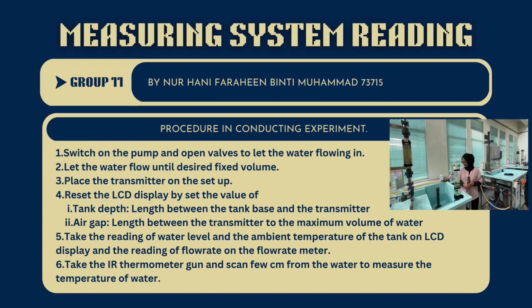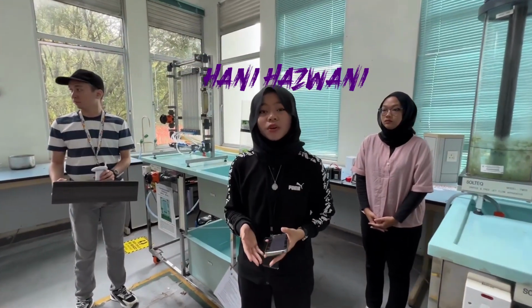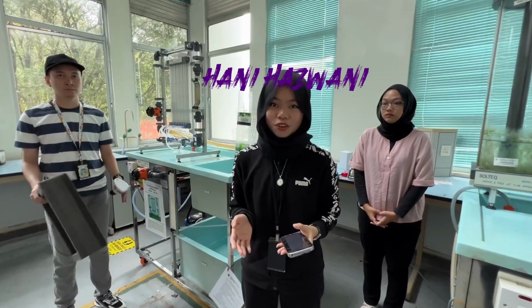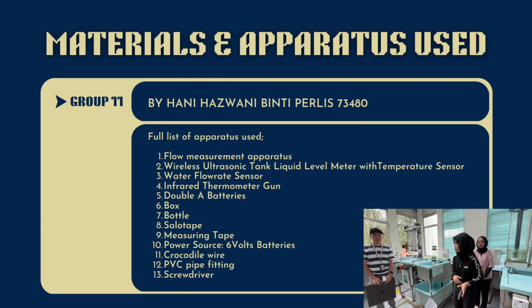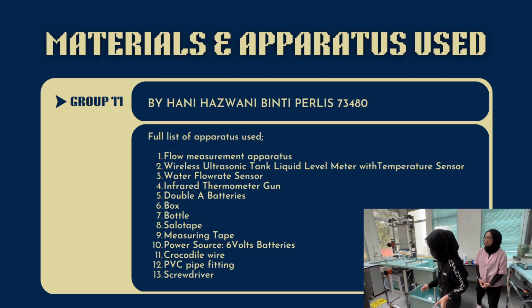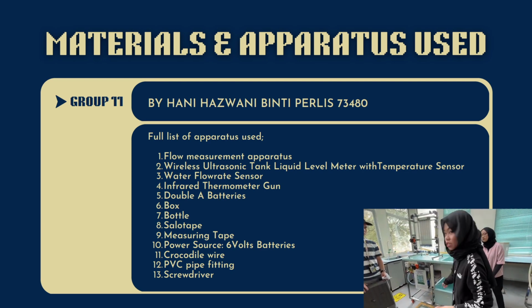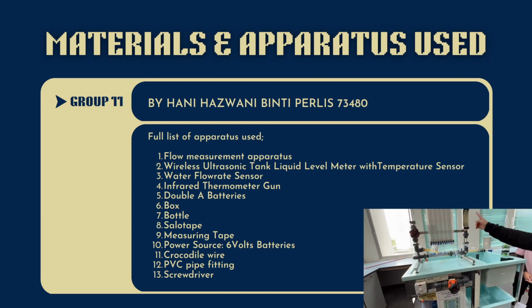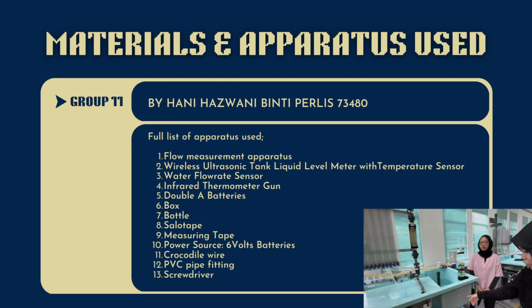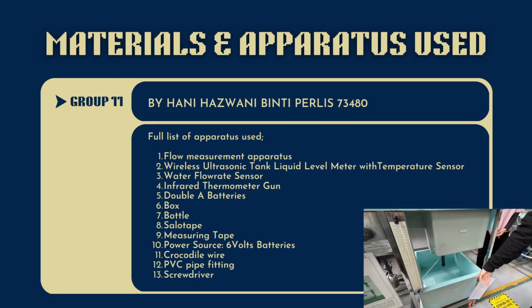Thank you. Hi, my name is Hani Hazwani, matrix number 73480. In this assignment video, I'll be explaining the apparatus used. Firstly, we have the flow meter apparatus, which consists of the pump switch, the hydraulic bench, the tube apparatus, the volumetric tank, and the sump tank.